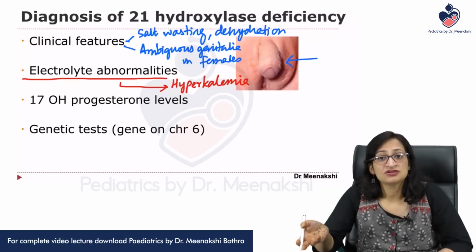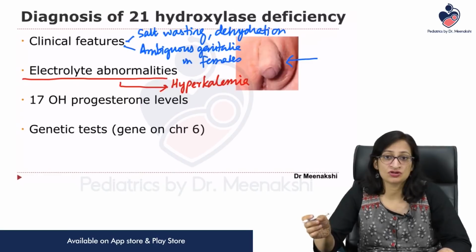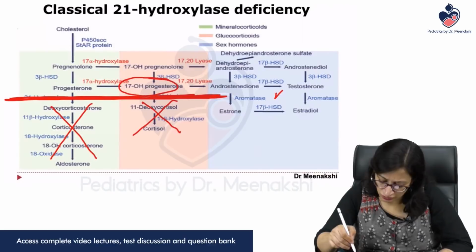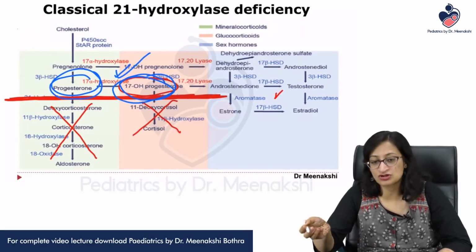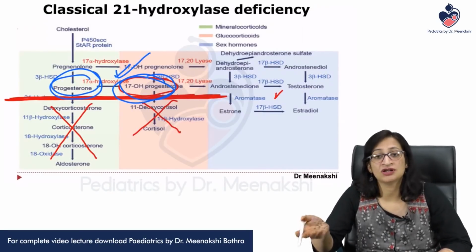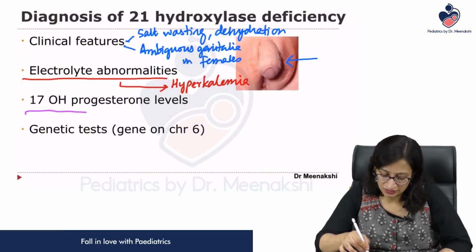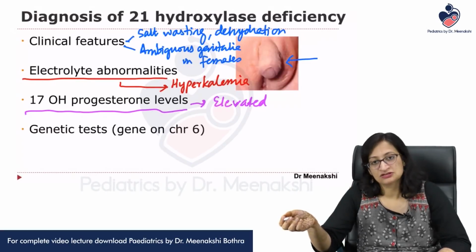Now, a very important screening test for 21-hydroxylase deficiency is doing 17-hydroxyprogesterone levels. Because this pathway cannot progress, excess of this will accumulate. Excess of 17-hydroxyprogesterone will accumulate, excess of progesterone will accumulate. So 17-hydroxyprogesterone levels are elevated and can be used as a screening test for 21-hydroxylase deficiency.